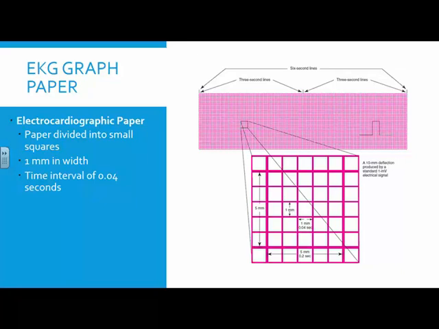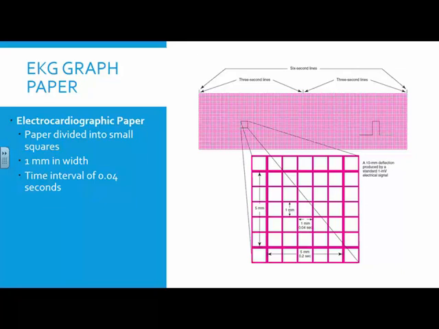So each small box represents how long? 0.04 seconds. Remember, our mind can't really fathom the time in which the heart works. 0.04 seconds is a very, very minute amount of time. We've had a million of 0.04 seconds in the time of the heart. Not a million, but it's a lot. Our mind can't fathom that time, or even 0.20. But these time values are going to be important.